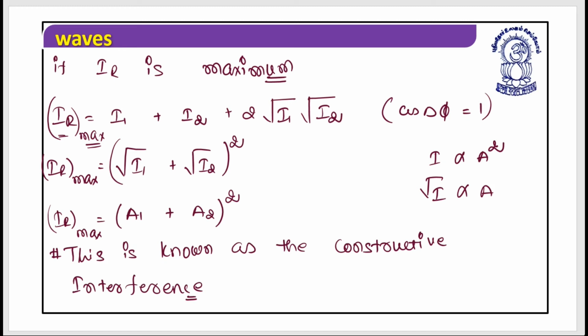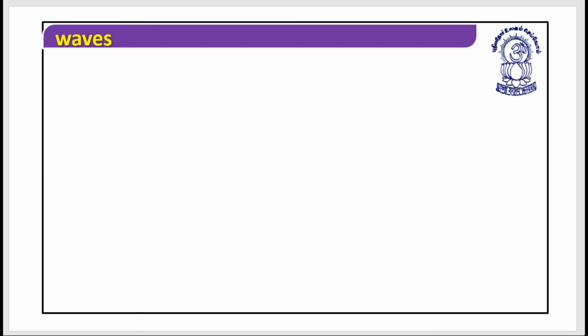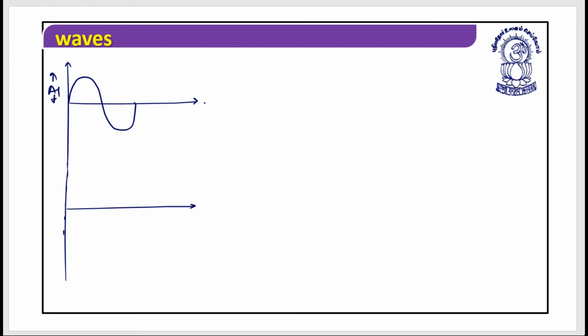Okay, now what would be the situation? Let's try to understand this with the help of a waveform. Let's suppose this is one of the waves, and this amplitude is A1. And this is Y versus T.